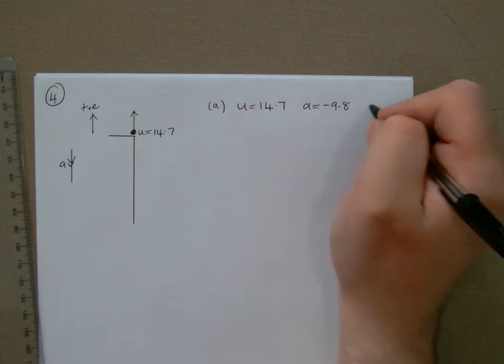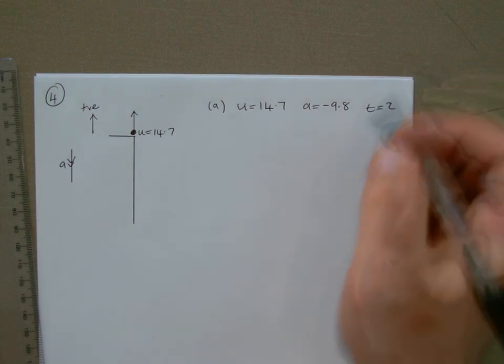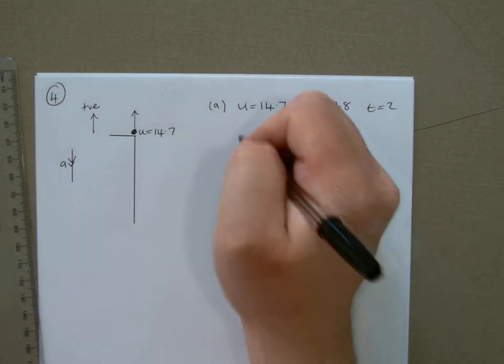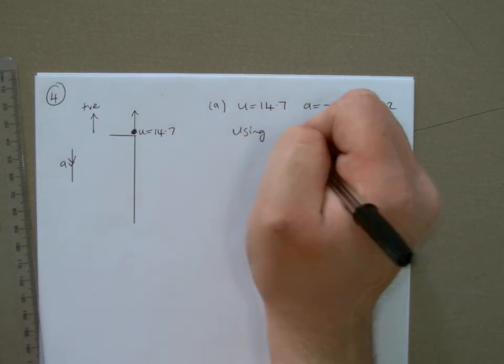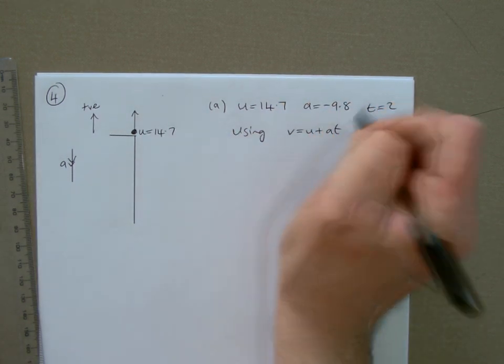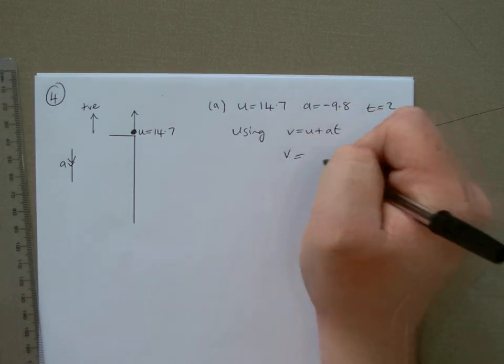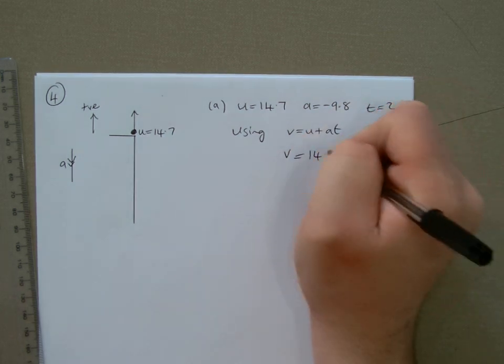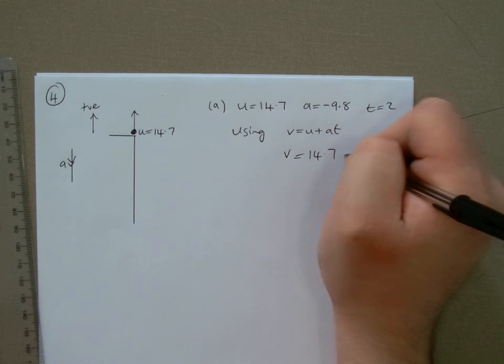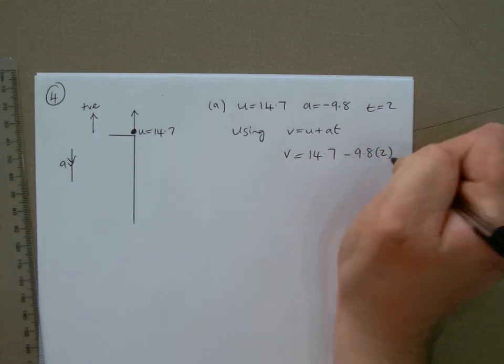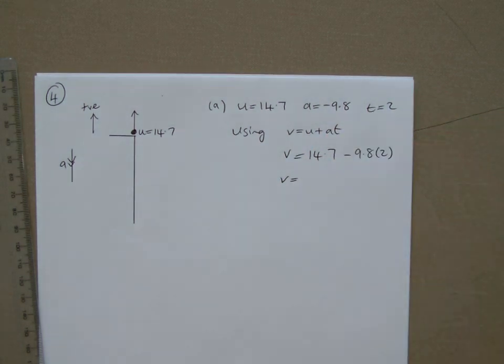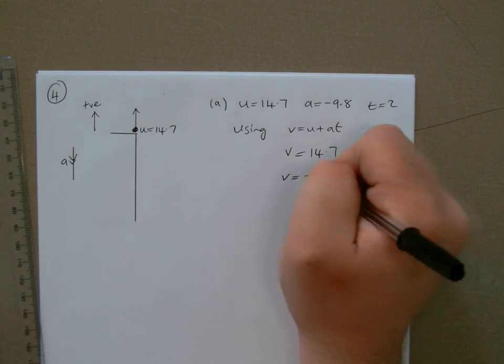And they want when t is 2, so we want the speed. So using v equals u plus at, v will equal u, which is 14.7, a is minus 9.8, and t is 2. So if I work that out on my calculator, it comes out to be minus 4.9.